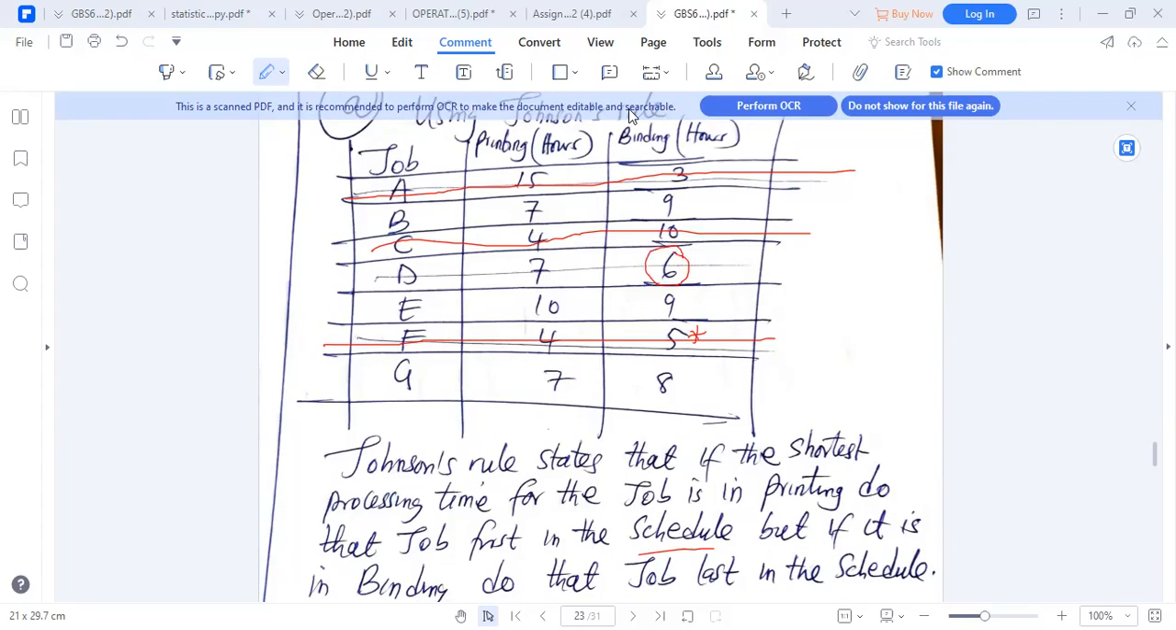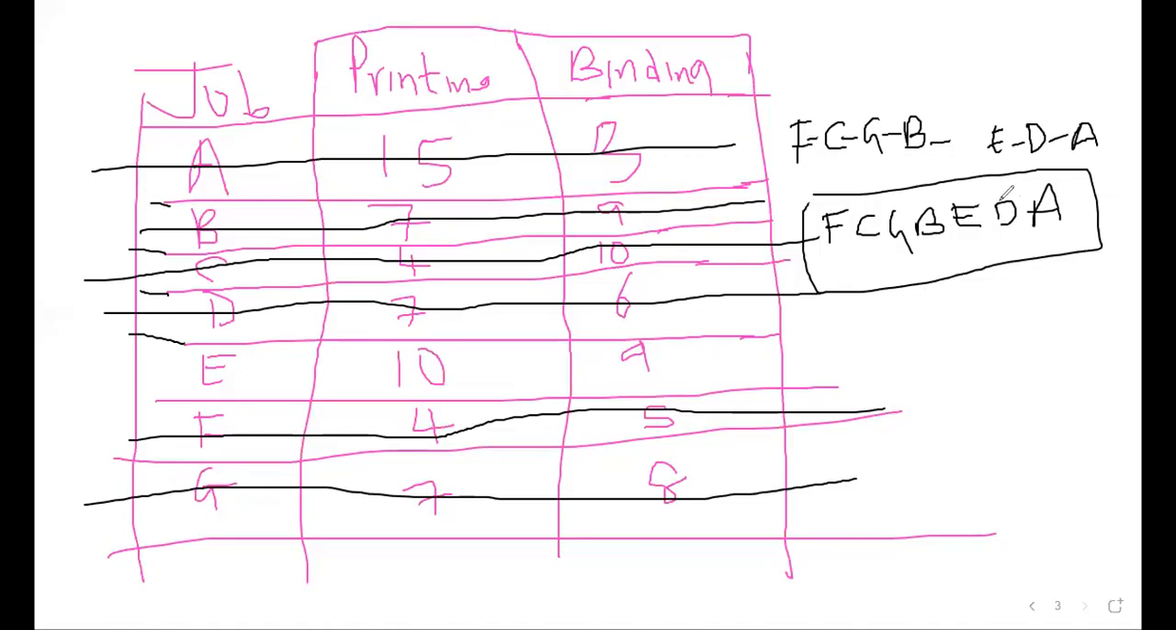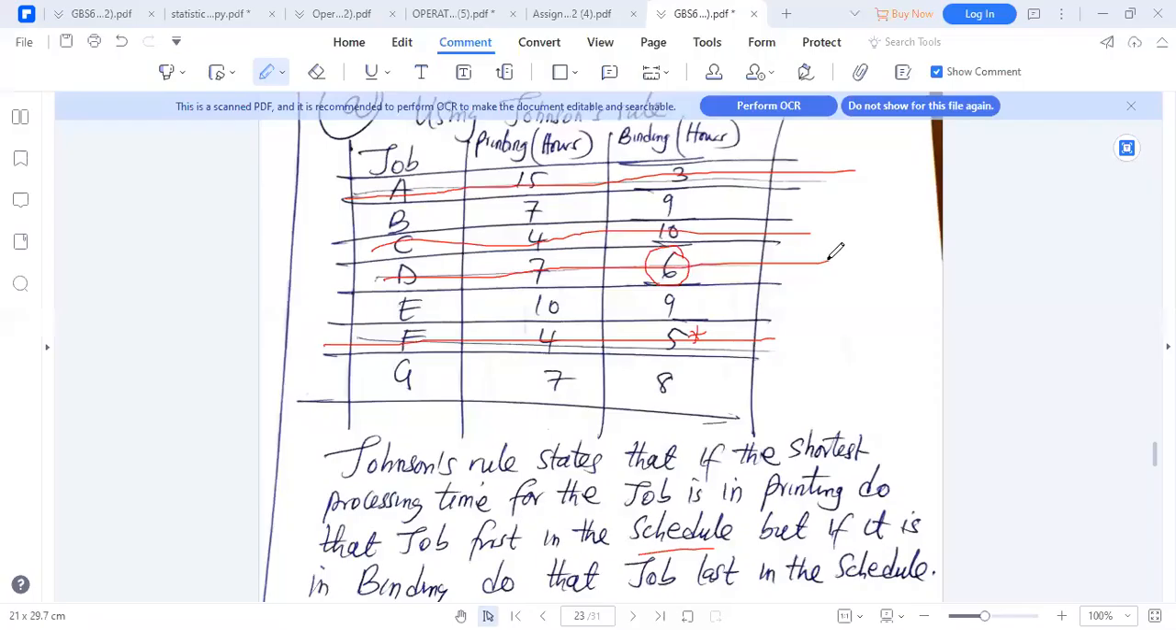D is a 6, so D should be done last because it's in binding, which is this one. These ones are done. So D should be done last because it's in binding. Then, okay, so it's done in binding. That one is being worked on.